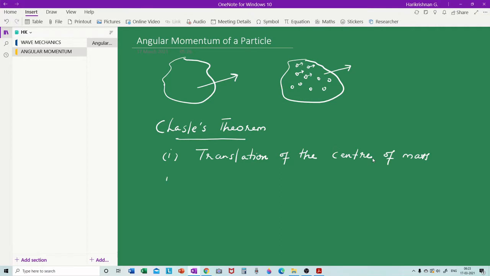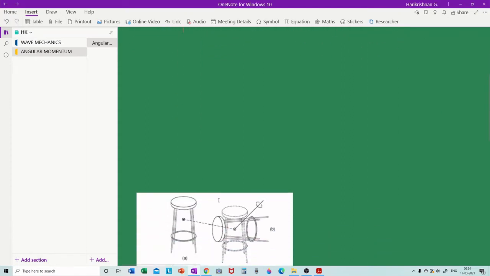So we look at the center of mass and look at the translation of the center of mass, and secondly a rotation around the center of mass. Any general motion of a rigid body we can decompose into these two parts. First is translation of the center of mass, and secondly rotation around the center of mass. I will show an illustration of this from your textbook.